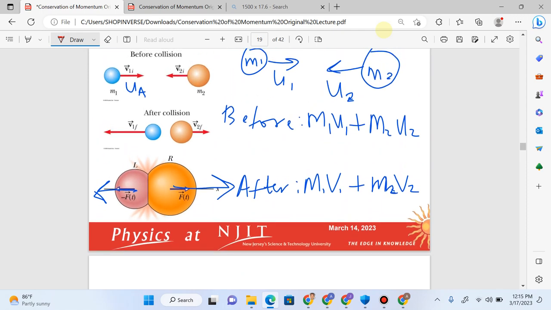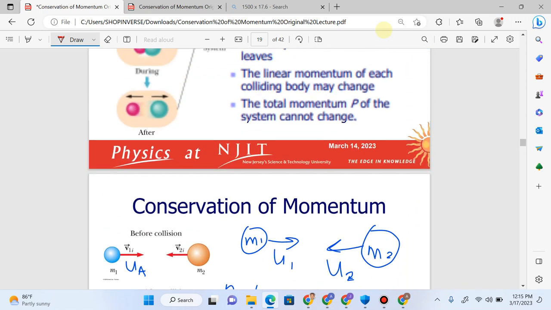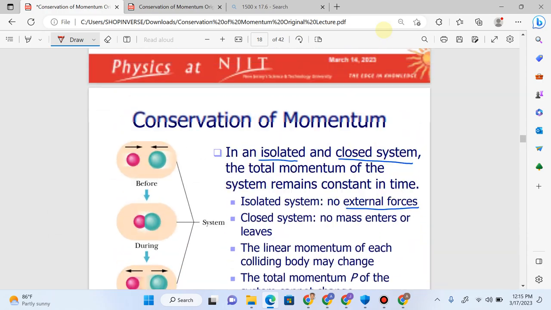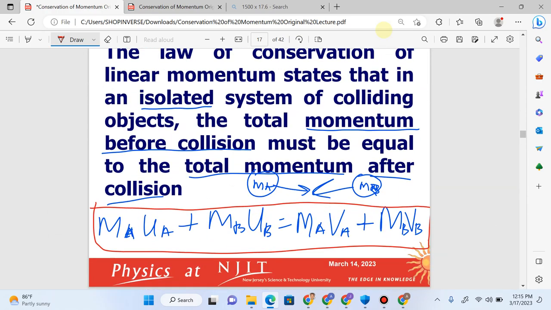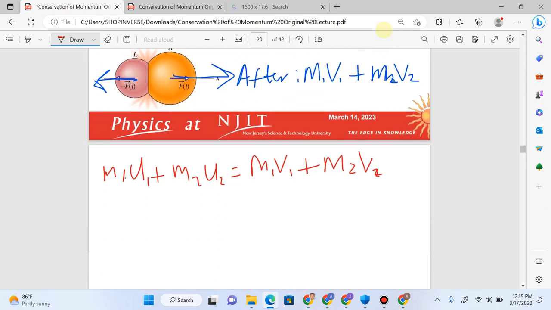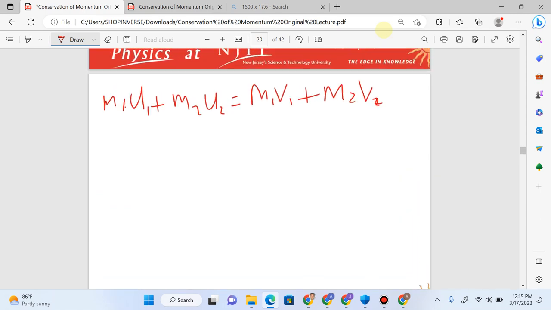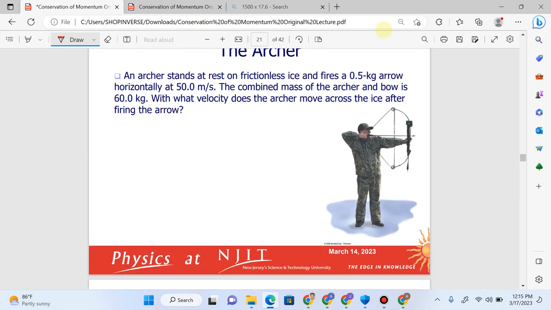And if you want to express this formula that way, you can write it as M1 U1 plus M2 U2 equals M1 V1 plus M2 V2. So whether you write it as M1 U1 or you write it as MAUA plus MBVB, whichever way you write it, you are correct. Just make sure you don't get confused while solving questions. Now let us solve an example using this formula.